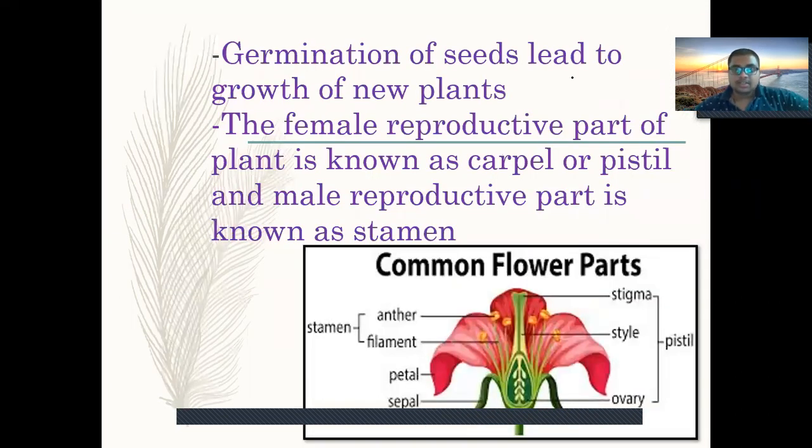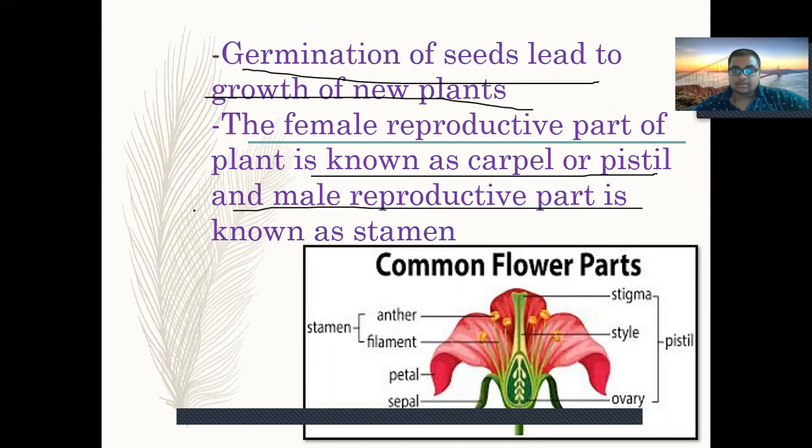The germination of seeds leads to growth of new plants, as we all know. The female reproductive part of a plant is known as carpel or pistil and the male part is known as stamen, like I mentioned previously. So all in all, the stamen has anthers and filaments. Anthers are these sac-like structures. Filaments are thread-like structures which support the anther.